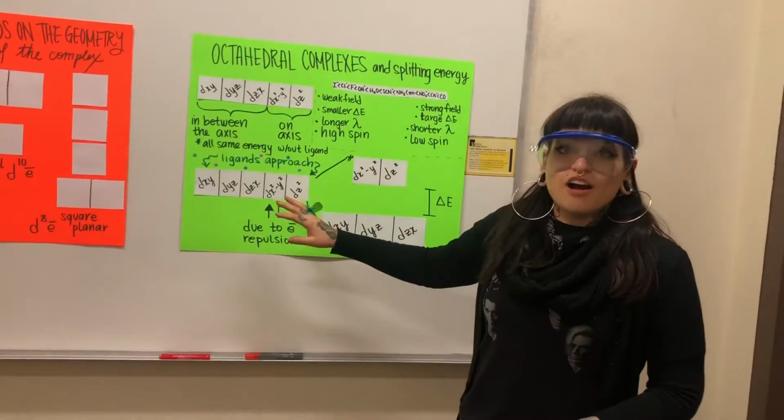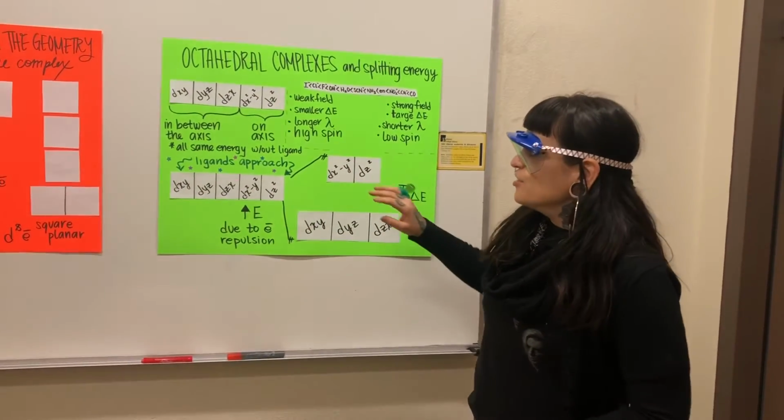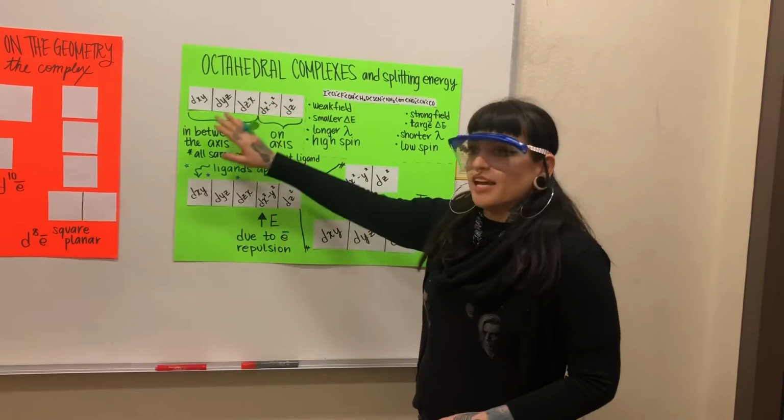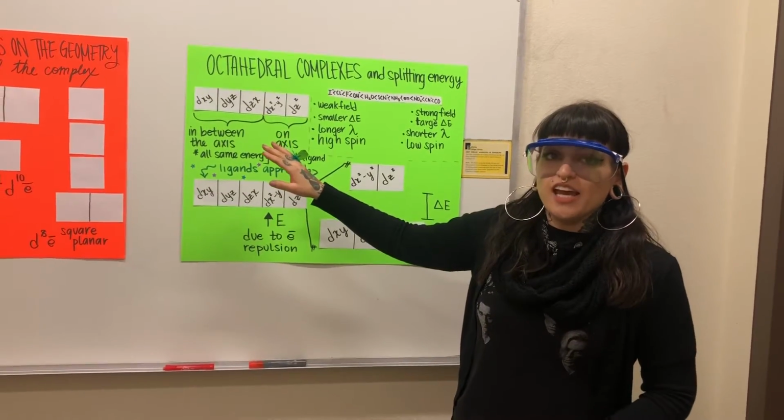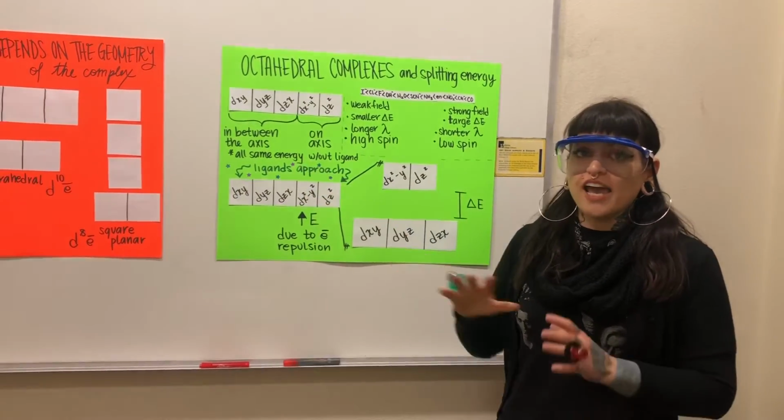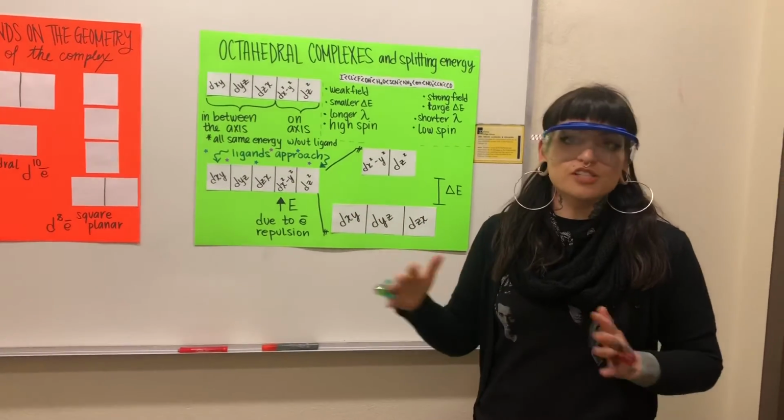Now we're dealing with an octahedral, and normally the way that you see it is in its degenerate state. And what that means is there's not any more energy in one spot or another.